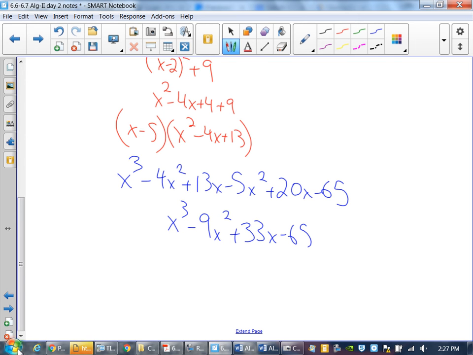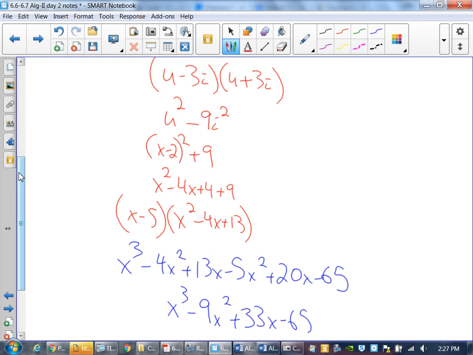Why did you go from u squared minus 9i squared to x minus 2 squared? Because when I went from here, remember, what did u stand for? U was x minus 2. So wherever I have a u, I just resubstitute that in. And then I FOILed it out and added the 9.